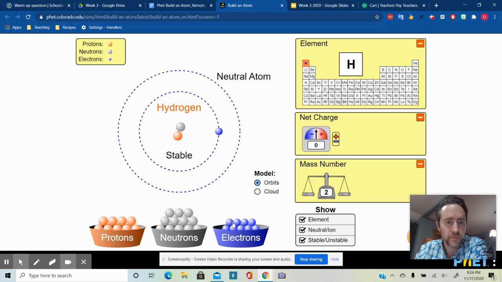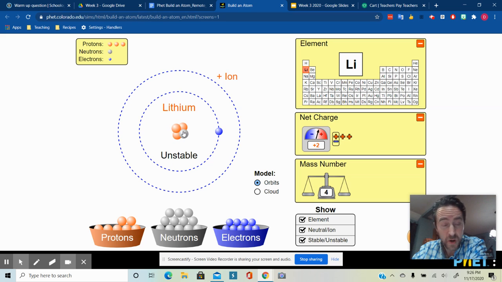You can play with this, obviously, but if I make an element with one proton, it's going to be hydrogen. If I look at a periodic table, that's going to be right there. Hydrogen is one. Now if I add a proton, it's going to jump over here to helium. So we identify it as a helium atom because it's got two protons. Right now it's stable. If I add another proton, it becomes unstable. If I take it away, it becomes stable again.